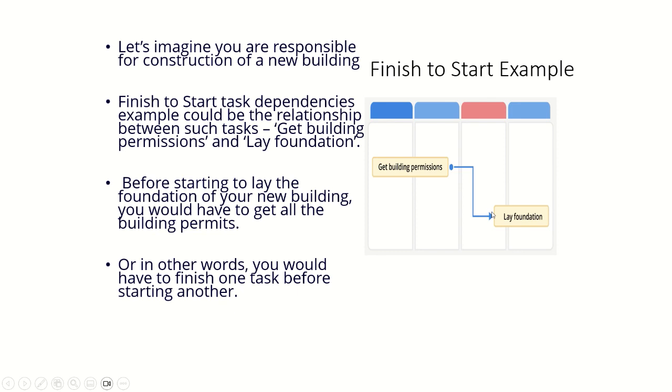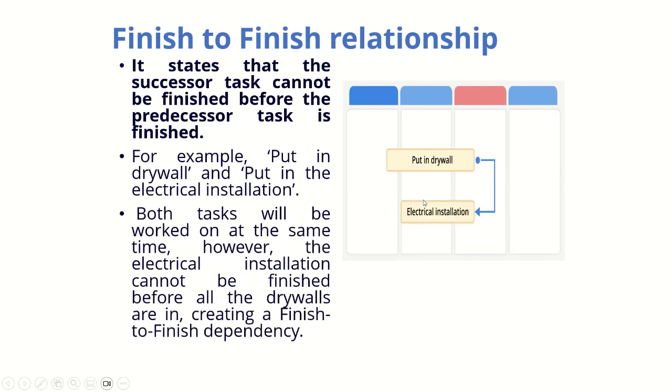of it, right? Or you could say that you would have to finish one task. You should complete getting building permissions, and only then can you actually perform laying the foundation. So finish to start. You have to finish this one to start this process. So this is nothing but finish to start. Now the next example is the finish to finish relationship, right?